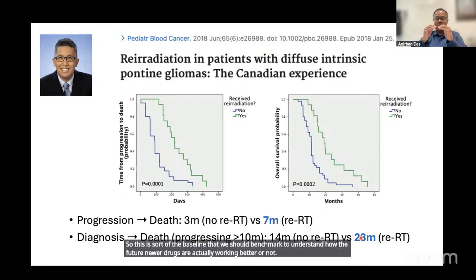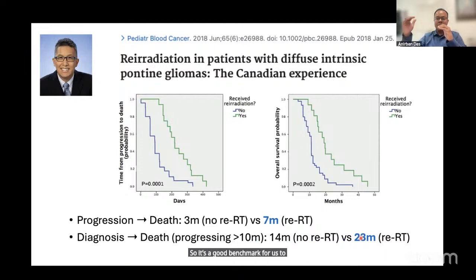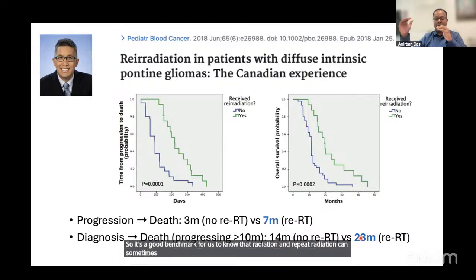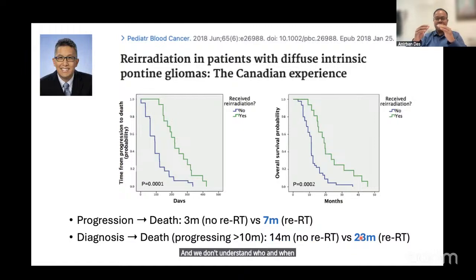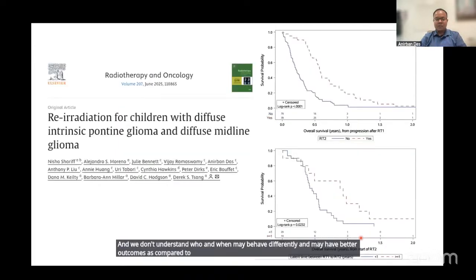So it's a good benchmark for us to know that radiation and repeat radiation can sometimes increase the survival to up to nearly 20 to 23 months. And not everyone behaves that well, but there is a possibility that some of these, and we don't understand who and when, may behave differently and may have better outcomes as compared to, in terms of survival at least.